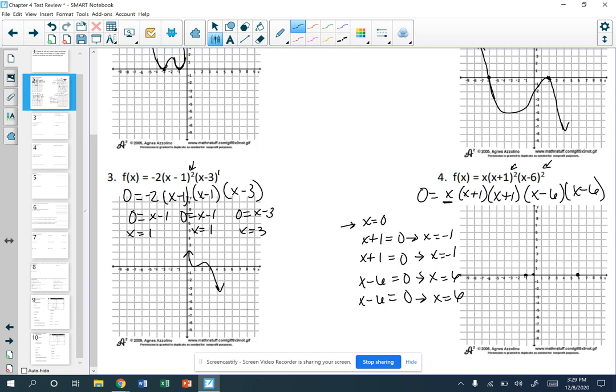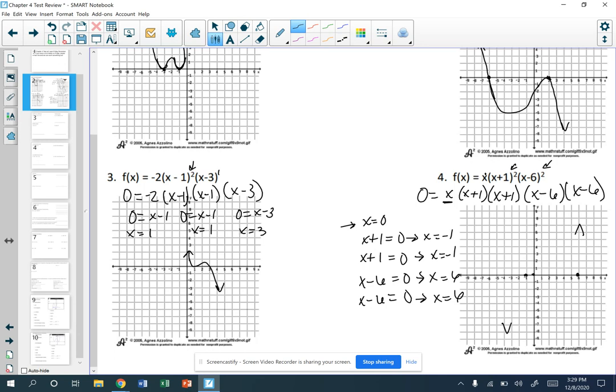Now I'm going to look at my degree. I see degree 5. Don't forget about this x here has a degree 1. So my end behavior is going to be opposite. My leading coefficient is positive, so it's going to end going up, which means it'll start in the downward direction.